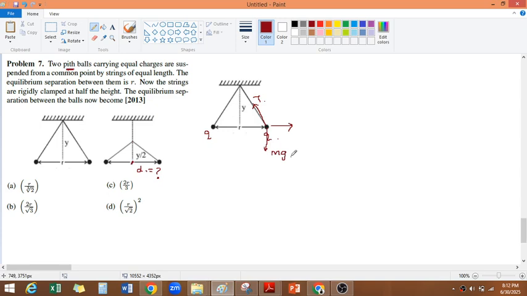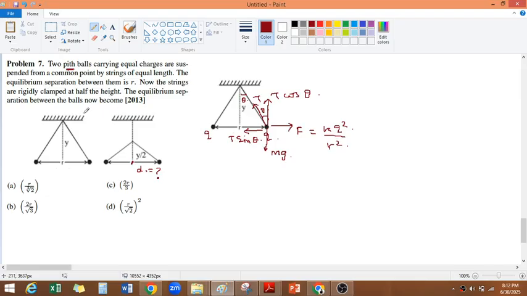Okay, these are all some basic knowledge from your 11th standard. So if this is theta, this is also theta. With theta, then this will be T cos theta. This is T sin theta. So that means this side it will become T sin theta. This is F repulsion. So F repulsion will be K Q square divided by R square.